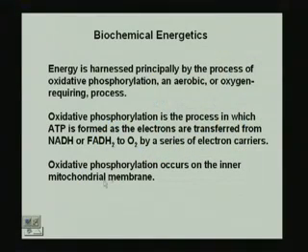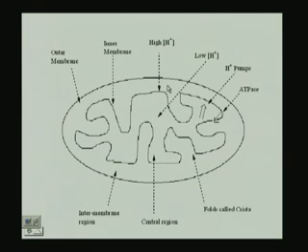Now, what we are going to see is how these complexes help in the transfer of protons from the inside, that is the matrix side, to the intermembrane space, and then we will see the action of what is called ATP synthase in the production of ATP. So, we are going to look at oxidative phosphorylation, which is the process by which ATP is formed as the electrons are transferred from NADH or FADH2 to oxygen by a series of electron carriers, and this occurs in the inner mitochondrial membrane.